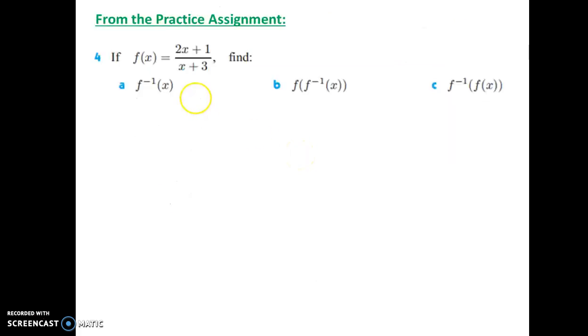All right, here's one from the practice assignment. This is why I made this video. I noticed this one in the practice assignment, and I noticed it's a little bit tougher than the rest of the problems there. So here's this original function. We're going to find the inverse.